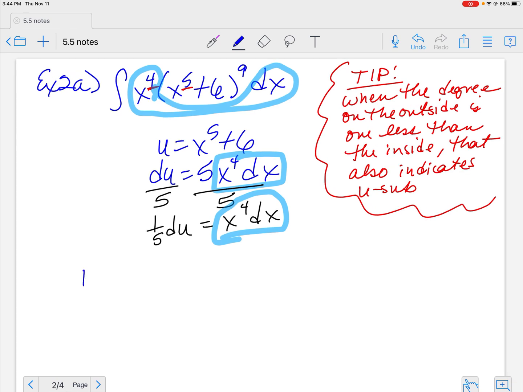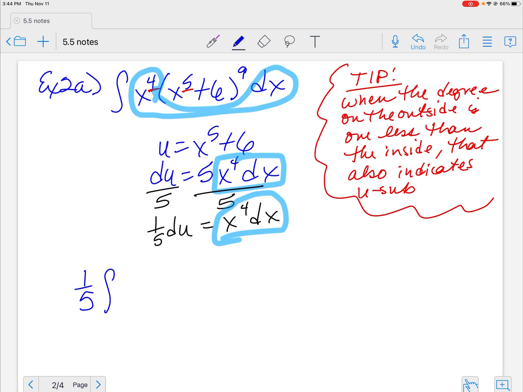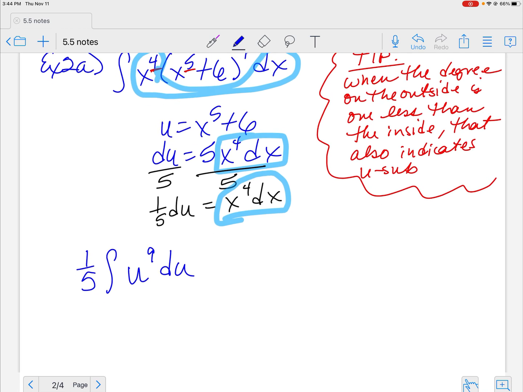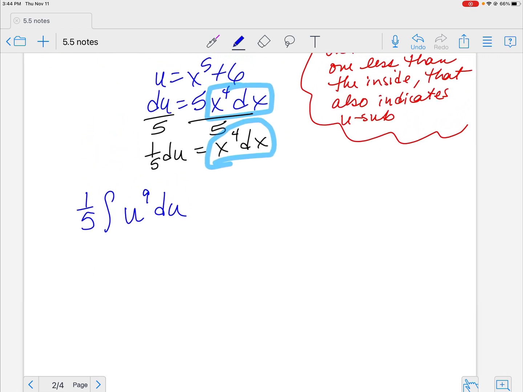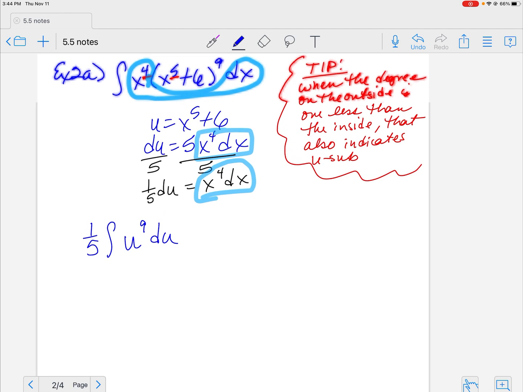Okay, now replace. I've got a 1/5, and it's a constant, so I'm going to chuck that bad boy in front. I've got a 1/5 here of u to the 9th du. All right. Taking something that is crazy and simplifying it and making it easy. That's our goal.